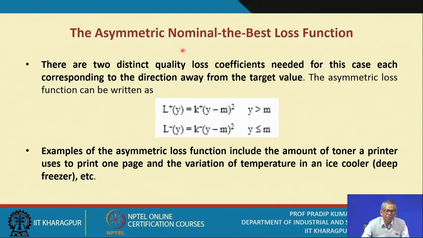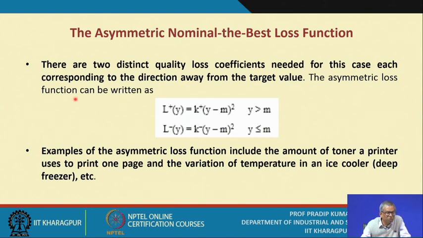If the quality characteristic is of this type, that means asymmetric nominal the best loss function. So this point also we have mentioned, and we have derived the expressions for the quadratic loss functions. Now here in this case, as already we have pointed out, there are two distinct quality loss coefficients. That means instead of just having one expression for k, you have two expressions for k. One is k1 and the other one is k2. So the two distinct quality loss coefficients are needed for this case, each corresponding to the direction away from the target value. Is it okay? So it is an asymmetric case.